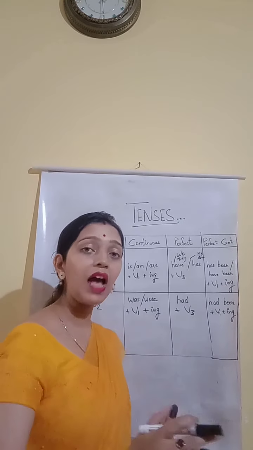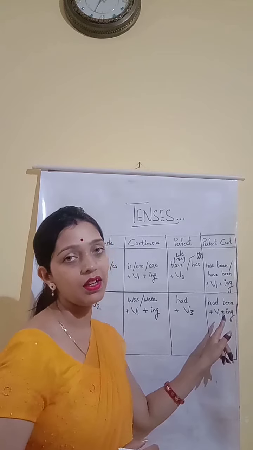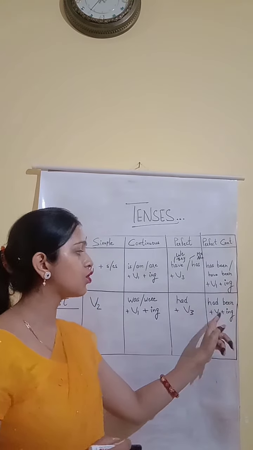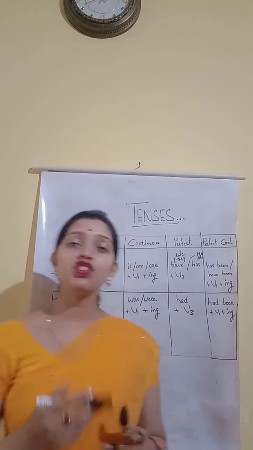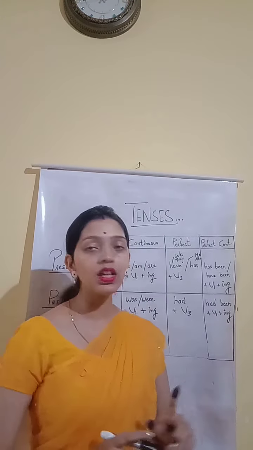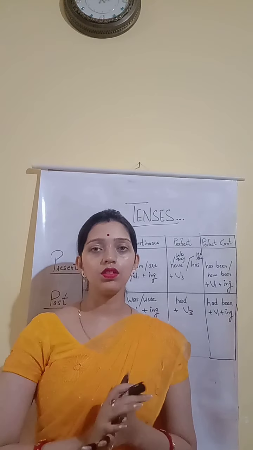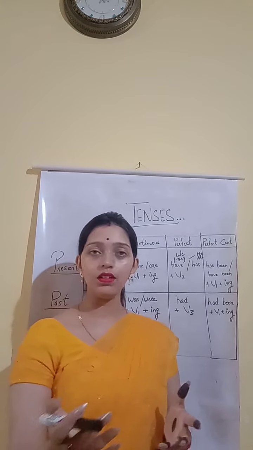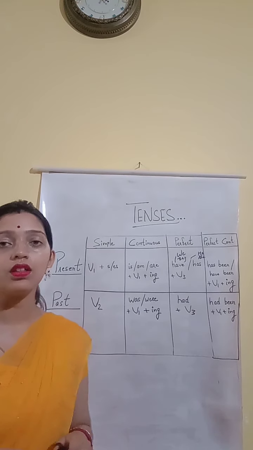And what is the past of has and have? Had. So we will write here had been. And since it is continuous, so verb's first form plus ing. So she had been working in the school since many years, or since 10 years, or for 10 years. Okay, so this is what is past perfect continuous.